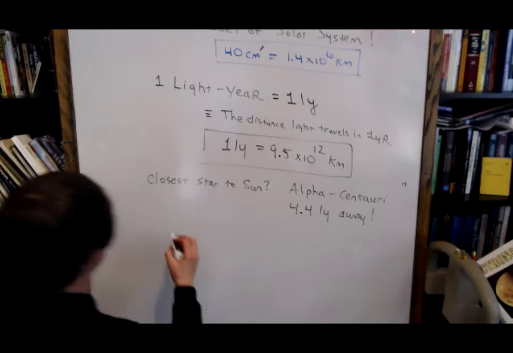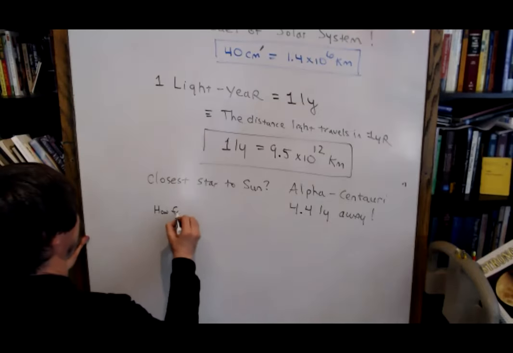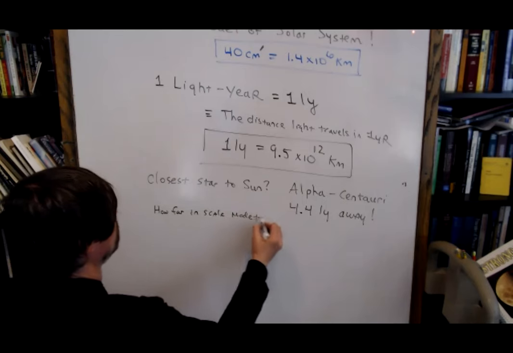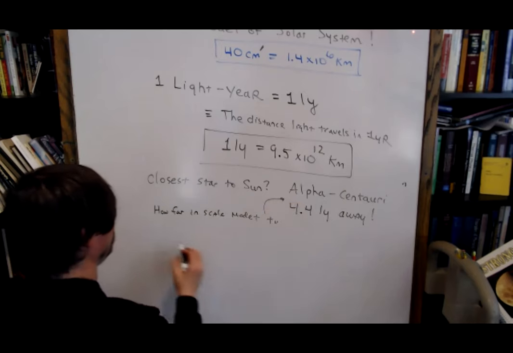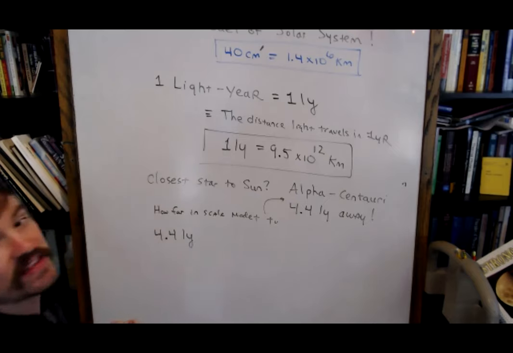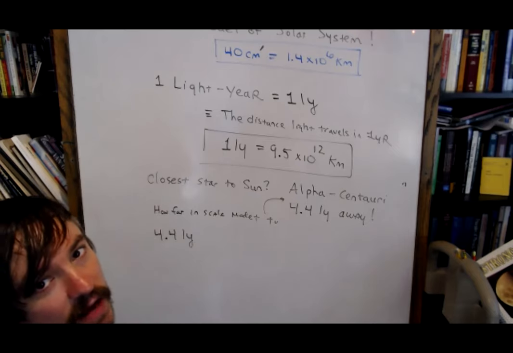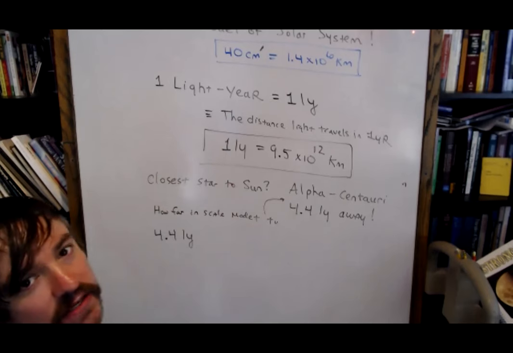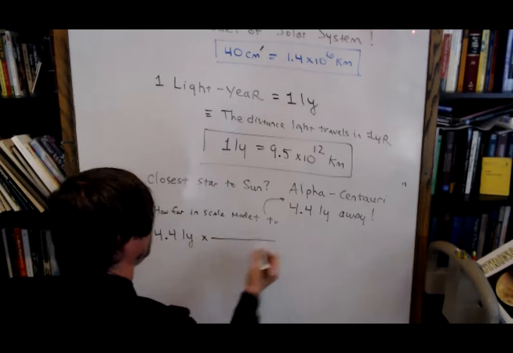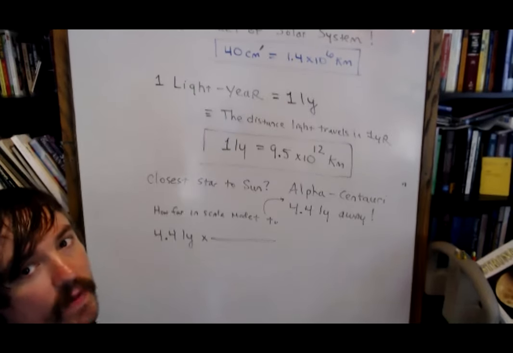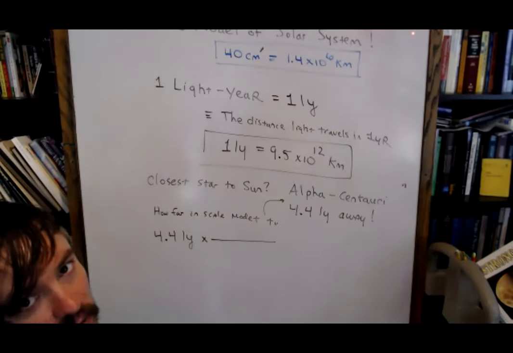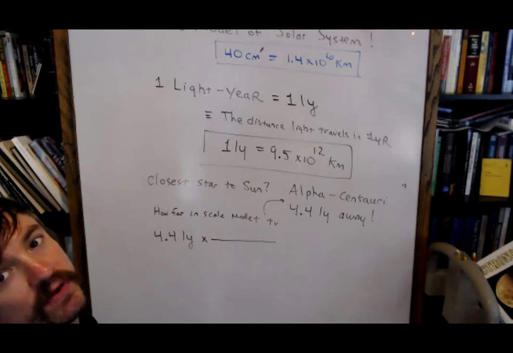So the question we're answering is, how far in the scale model to Alpha Centauri? Jose has correctly realized that we need to start with 4.4 light years. What is the second step in dimensional analysis, Jose? Multiply by a division bar. Okay, what's the third step? Third step is put units in first to cancel. All right, so let's see if we can figure this out. What units do I want to put on the bottom? Always start with your bottom units first.